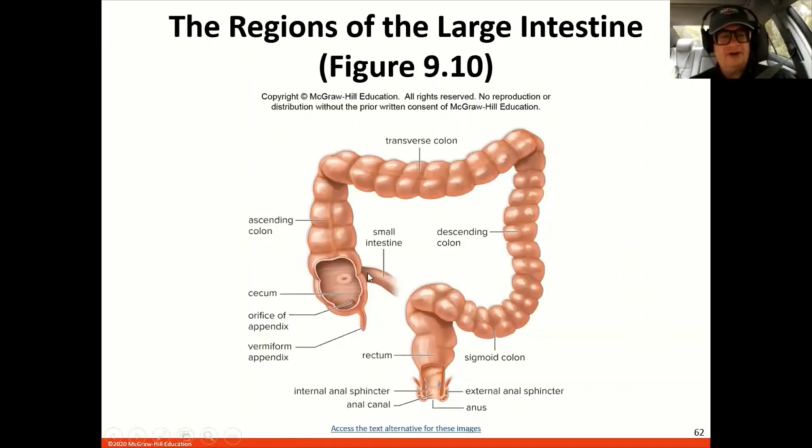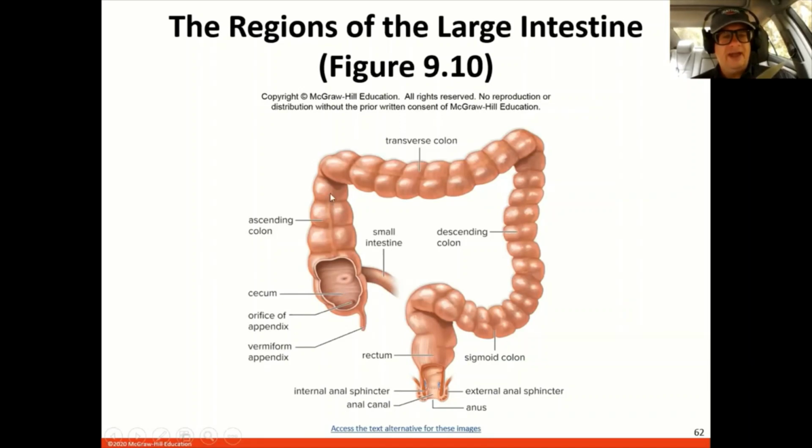Here they have small intestine coming in. I want you to know that this right here, the circle, that's where the food passes from the small intestine into the large. We call this the ileocecal valve, okay, because it's between the ileum. Remember, the small intestine is your duodenum, jejunum, and ileum. So this part of the small intestine is the ileum. So ileocecal valve, because it's between the ileum and the cecum. All right.